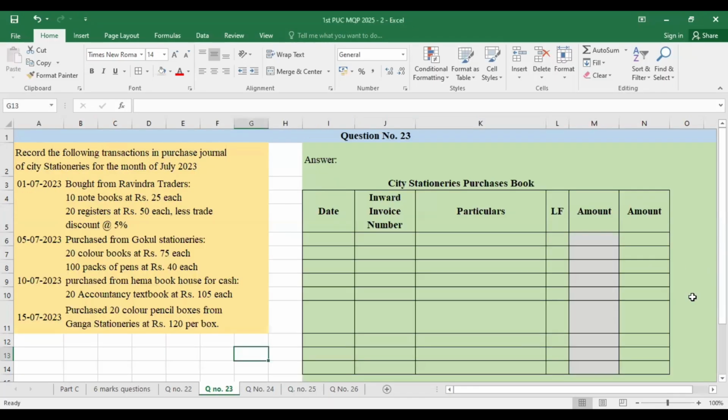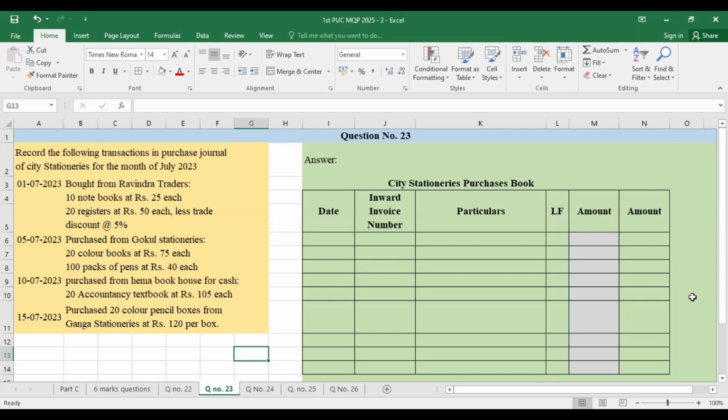Now let us move on to question number 23. Record the following transactions in the purchase journal of City Stationeries for the month of July 2023. They have given 4 transactions. We'll go one by one and also answer at the same time. First, you need to understand what they have asked. They have asked for the purchase journal.